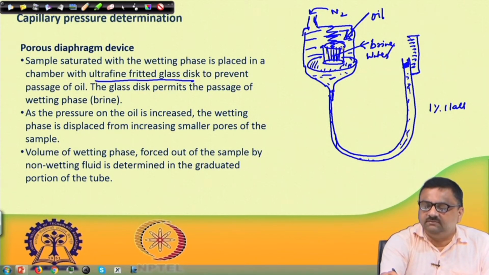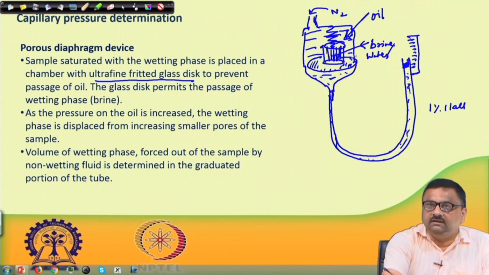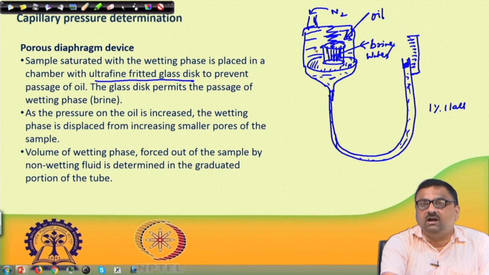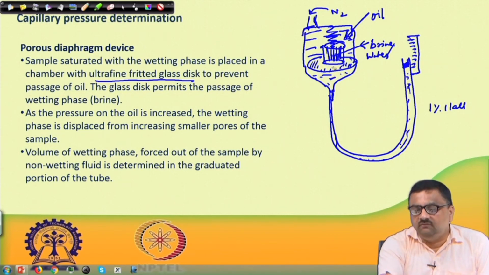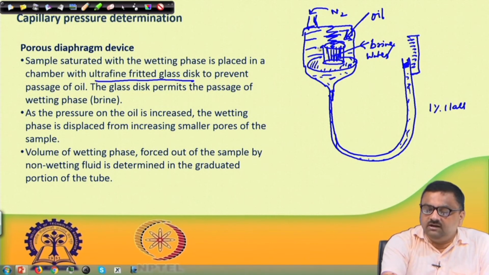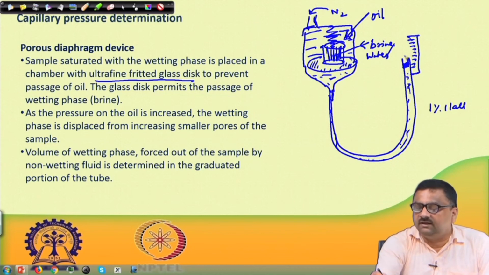So this is the porous medium, the porous block, and then oil pressure is gradually increased by application of nitrogen pressure on top here. So gradually water will come out. Now, this particular ultrafine treated glass disc will not allow oil to flow out, only water or brine. So oil goes into the porous medium and the brine comes out of it, and whatever brine comes out, the level rises on the right hand side, and that rise is measured by the scale that is provided.